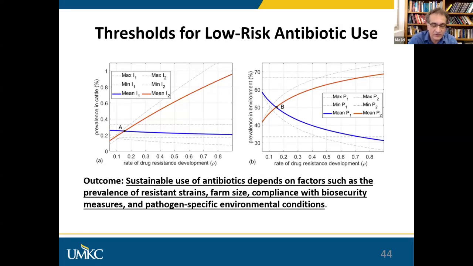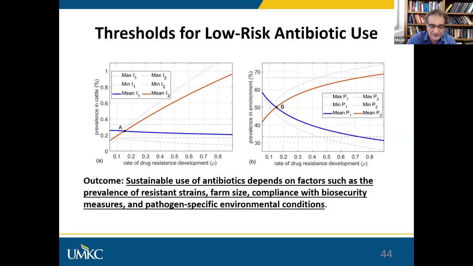In terms of use of antibiotics, as expected, there is a threshold for use of antibiotics. These 2 thresholds are according to the parameter values that we chose. But in general, the big message here is that sustainable or optimal use of antibiotics is not just dependent on the microbiology of pathogens, but also factors such as prevalence of resistant strains, farm size, compliance with the biosecurity measures, and pathogen-specific environmental conditions can influence this threshold.